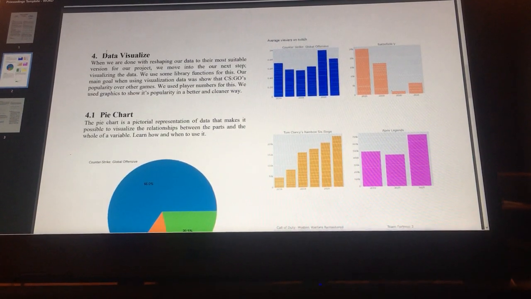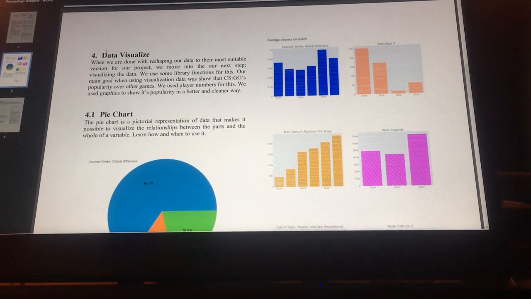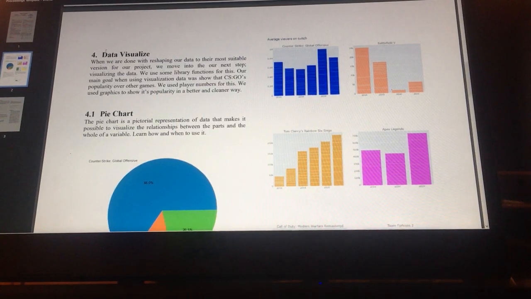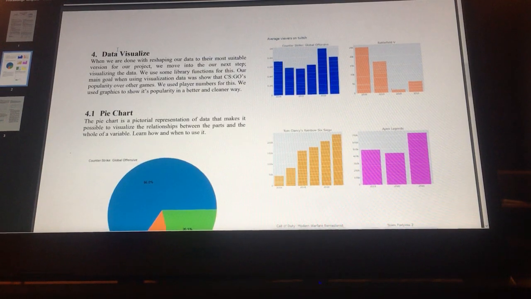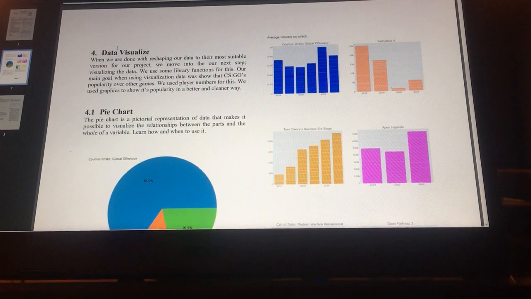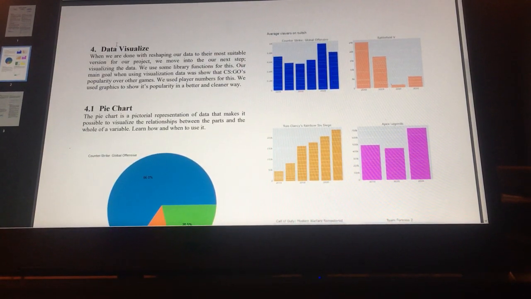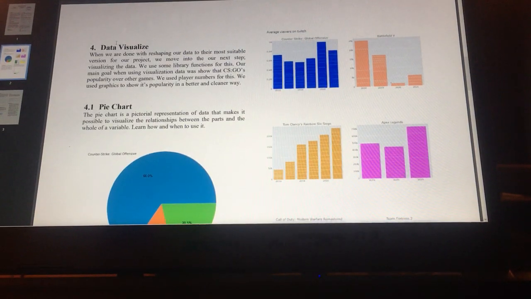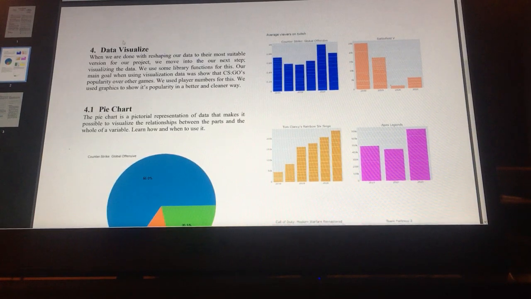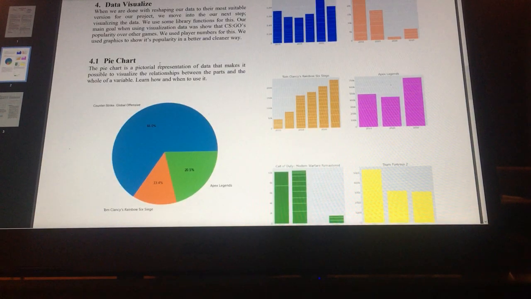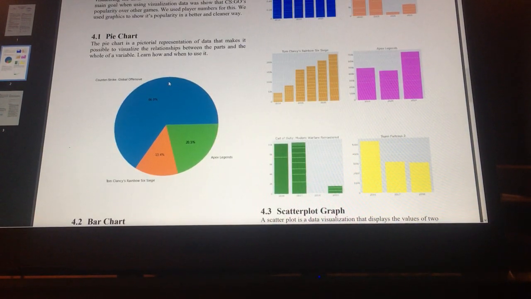At the fourth step, we visualize the data. When we are done with reshaping our data into more suitable versions for our project, we move into our next step, visualizing the data. We use some library functions for this. The first function we use is the pie chart, which is well known. This is a circular graph.